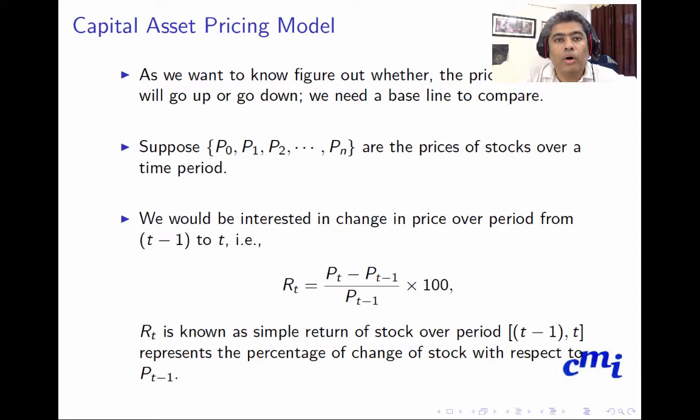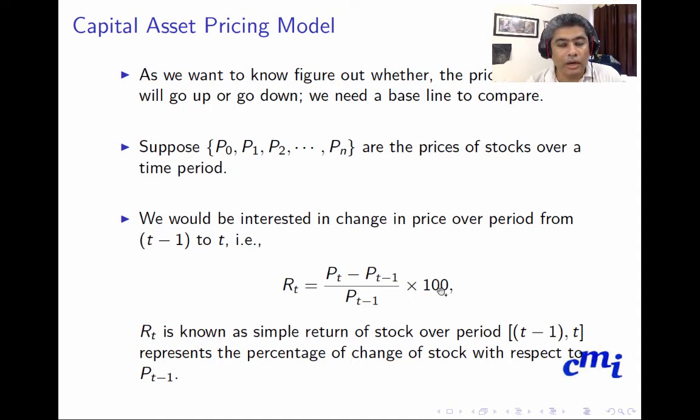As we want to know or figure out whether the price of a stock will go up or go down, we need a baseline to compare. Suppose P0, P1, P2 up to Pn are the prices of a stock over a time period. We would be interested in the change in price over the period from t minus 1 to t. So R sub t is (Pt minus Pt minus 1) divided by Pt minus 1, times 100. So Rt is known as the simple return of the stock over the period t minus 1 to t, and represents the percentage change of the stock with respect to Pt minus 1.